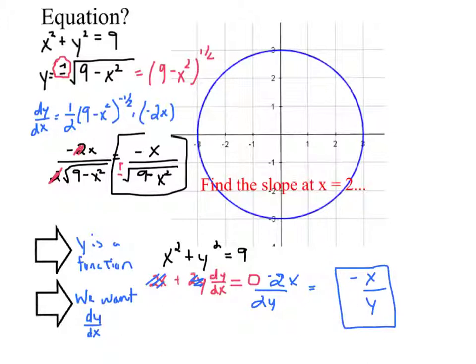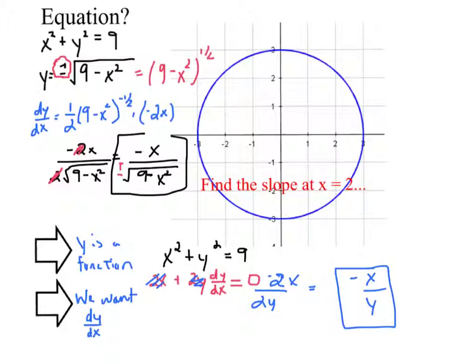We'll take a look at this. We said that y was the square root of 9 minus x squared. So our derivative came out to be negative x over y. We got the same thing. We didn't need to get a y equals equation. Getting a y equals equation is called explicitly deriving this. Not getting the y equals is called implicitly deriving this.